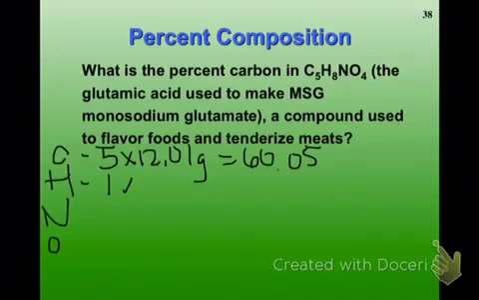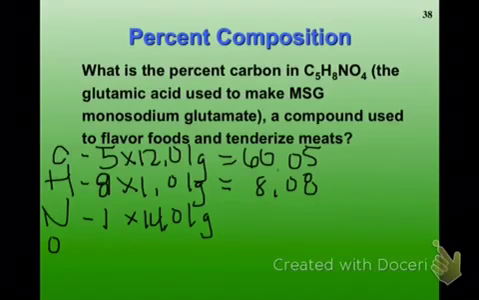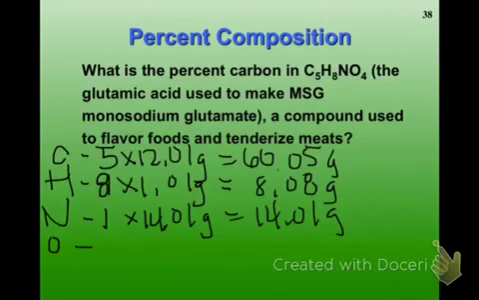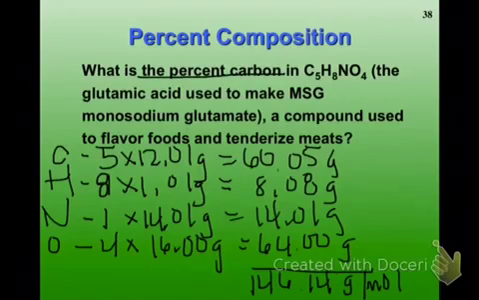Hydrogen, there's 8 hydrogen times 1.01 grams, and that's equal to 8.08. Nitrogen, there's only 1, so I multiply that by 14.01. We'll put grams on the ends of those. And then oxygen, there's 4 oxygen, so that's 64 grams. When I add them all up, I get 146.14 grams per mole. And now it says I want to find the percent that is carbon.